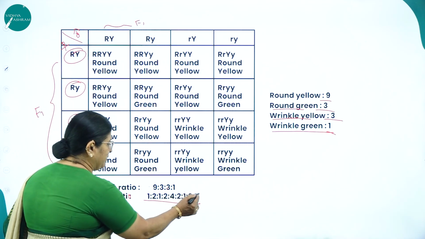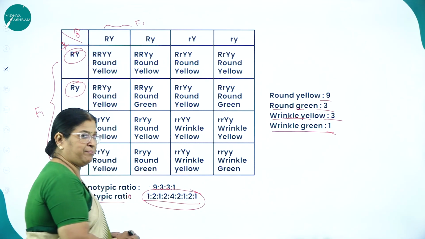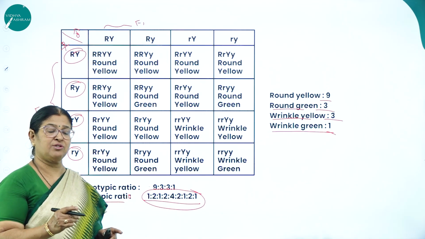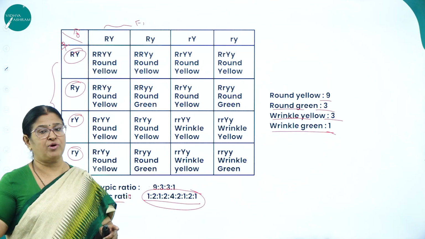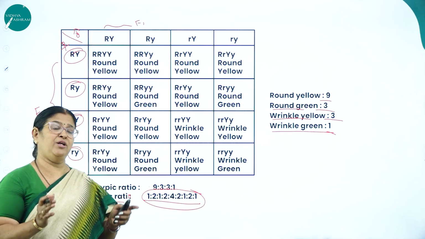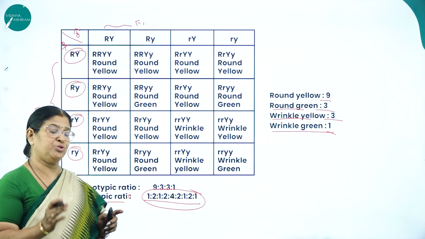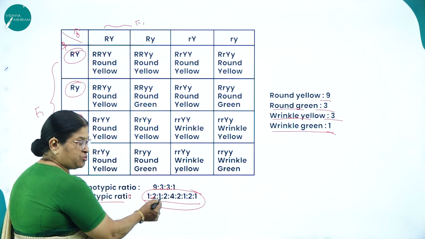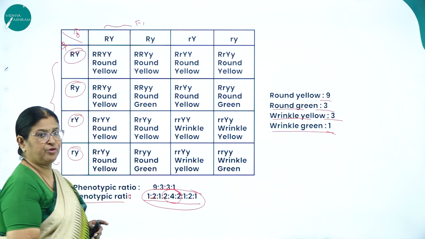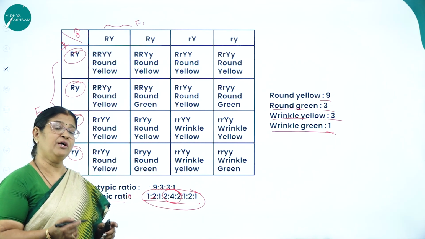I know it is a little bit difficult for the students to remember. So the best way to remember the genotypic ratio of dihybrid crosses is what? Right hand side 1:2:1 and the left hand side 1:2:1. In the middle you need to add 2:4:2. So it is easy for you all to remember.